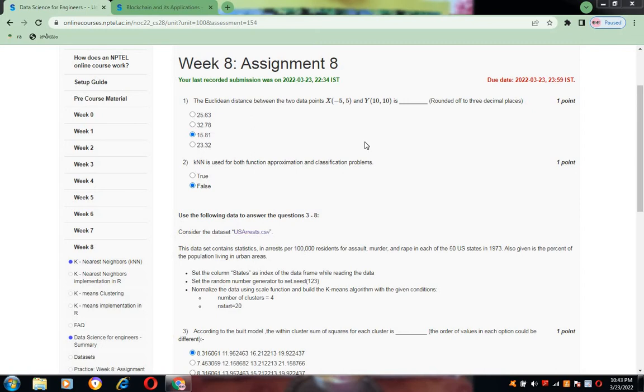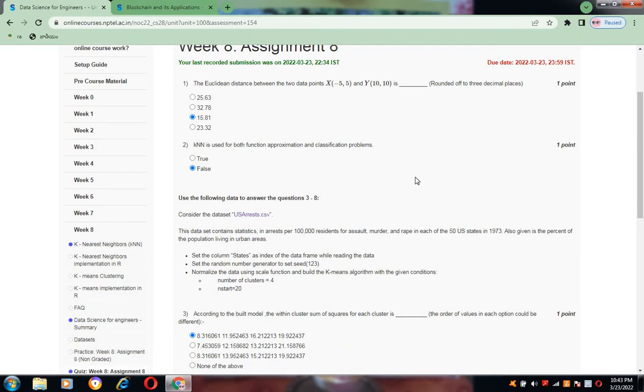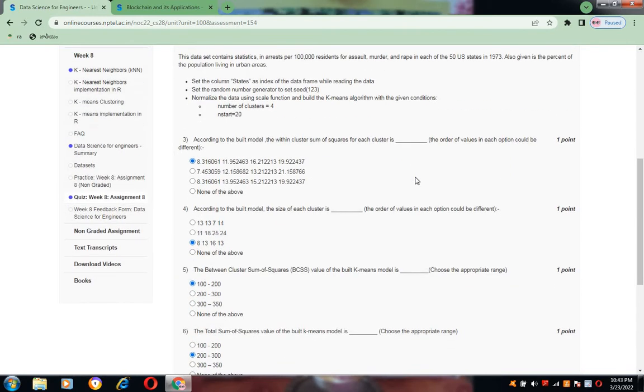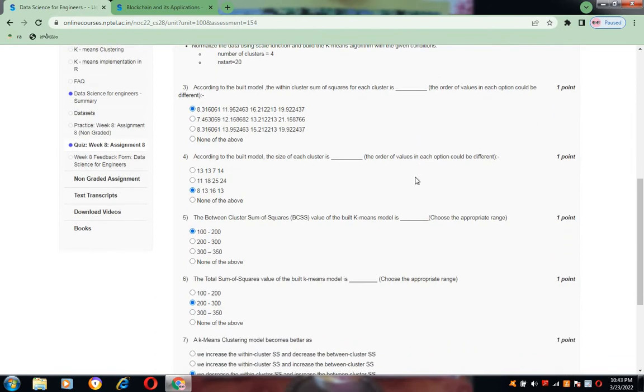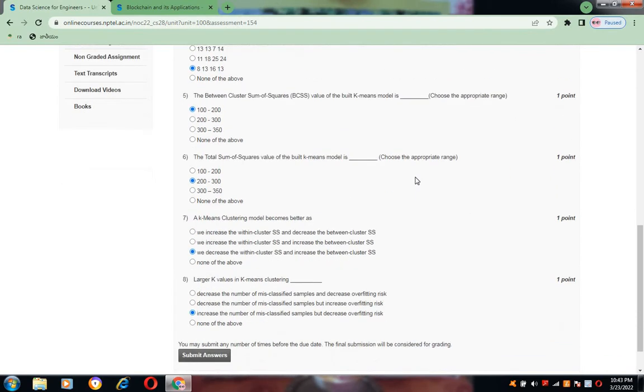The Euclidean distance between the two points is 15.81 for the first question. The second one, KNN used for both function approximation and classification problems, the answer is false. Now coming to the third one, the answer is A. The fourth one, the answer is C. The fifth one, the answer is A. And the sixth one, the answer is B.